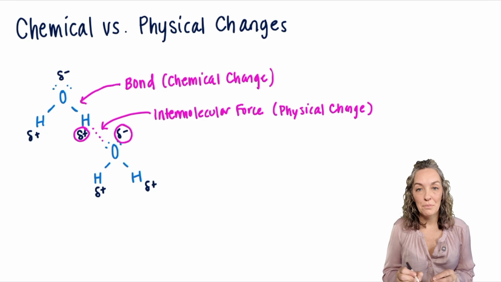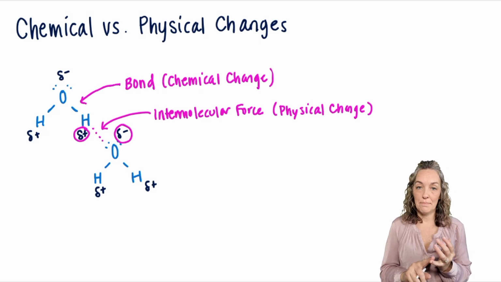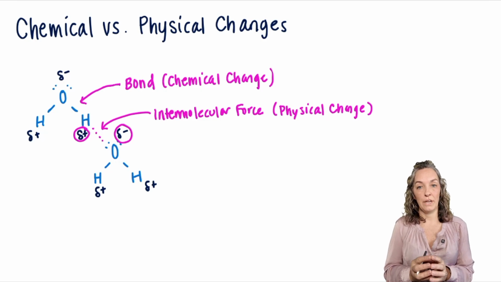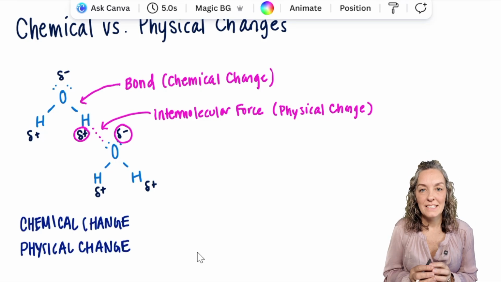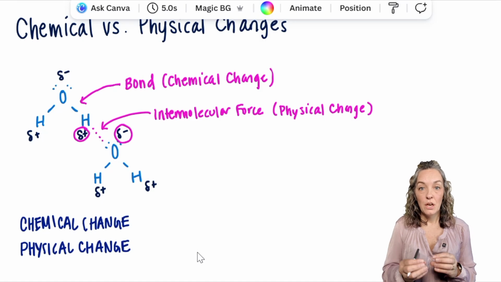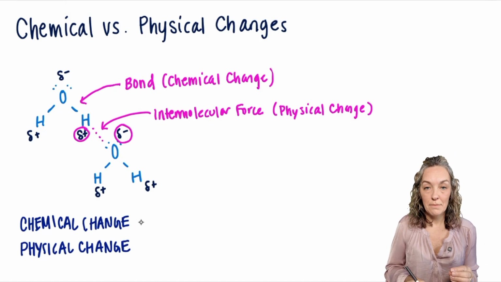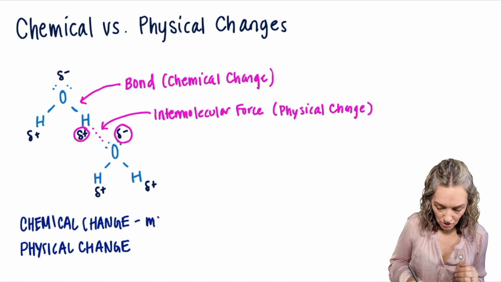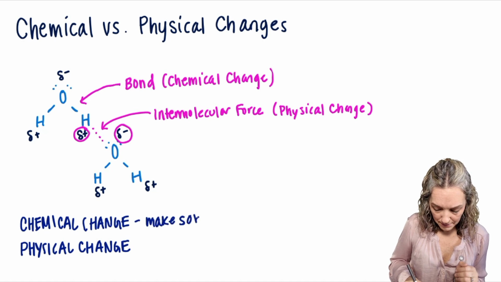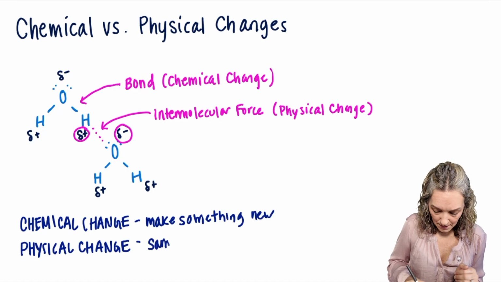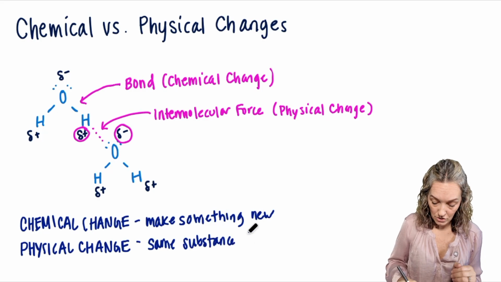So depending on what we are breaking within the molecule, whether it's the bonds or the intermolecular forces, that's going to dictate whether we have a chemical change or a physical change. Because we can't see the molecules visually, we have to know what is happening in a chemical change and a physical change based on what we see. An easy way to think about this is that in a chemical change, we make something new. In a physical change, we have the same substance before and after the change.